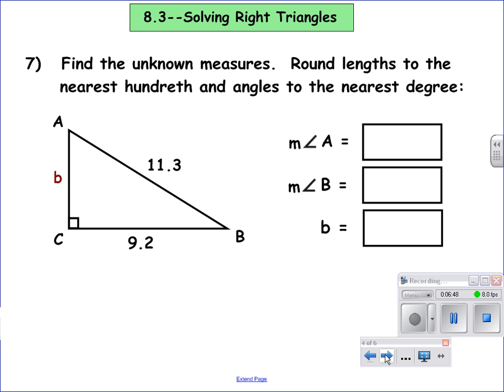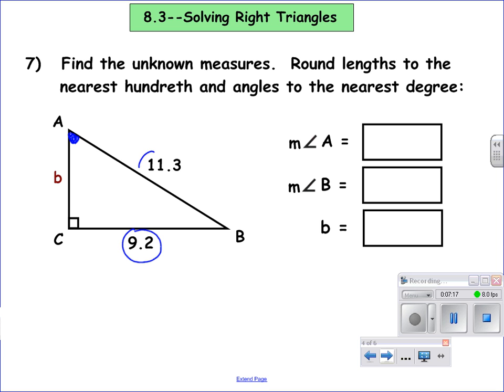Number 7, now I'm only given two sides. So I've got to go ahead and find basically the angles. You've got to find some angles, okay? So the first thing I'm going to do, again, it doesn't matter whether I pick A or B. In this case, I went with A. All right, so angle A.